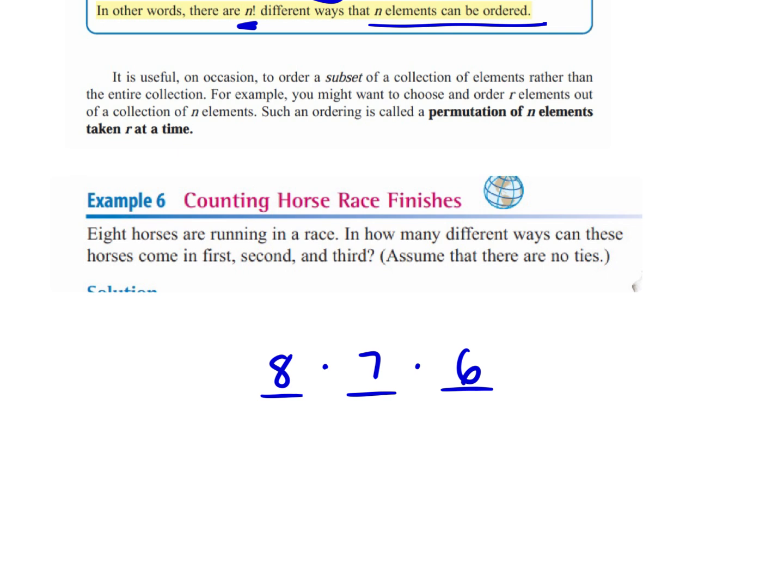So it's not always going to be 8 factorial to help us find our possible answers, because here we only care about 3 places. So we just have 8 times 7 times 6, which would be 336.